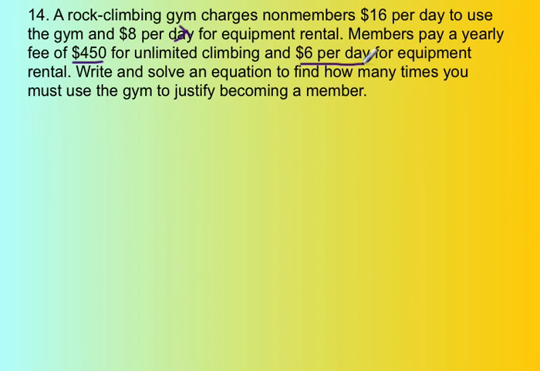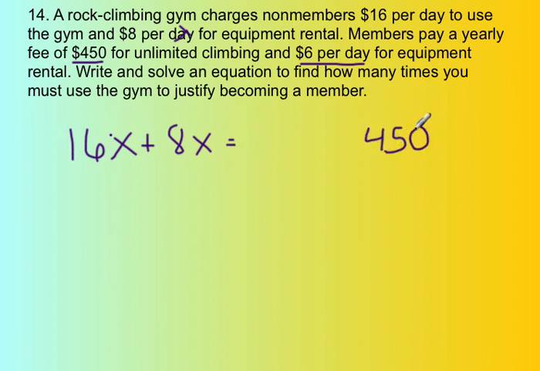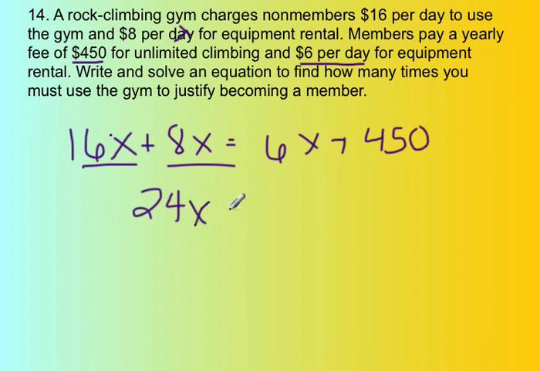So now we need to write and solve an equation. For a non-member, for every x day they go, it costs $16 to get in. And also for every x day that we go, it costs $8 for equipment rental. Then for a member, they're going to pay $450 just to get their membership. Then for every x day that they go, they only have to pay $6 for equipment rental. So the first thing I'm going to do is combine my 16 and my 8, and that's going to give me 24x is equal to 6x plus 450.